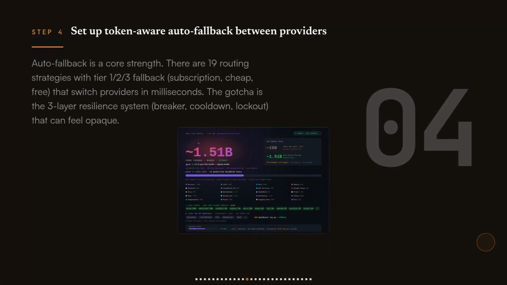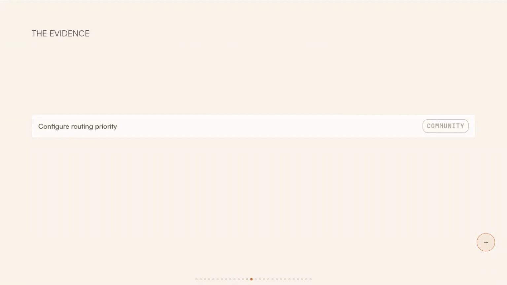Step 4. Set up token-aware auto fallback between providers. 19 routing strategies is the headline number, and the default cascade goes subscription provider first, then cheap, then free. If you don't configure that priority order yourself, OmniRoute picks for you, and when your paid quota runs out at 2 a.m., your session just dies instead of rolling over to a free tier automatically.